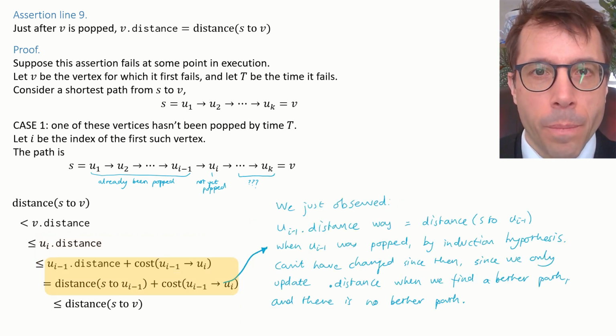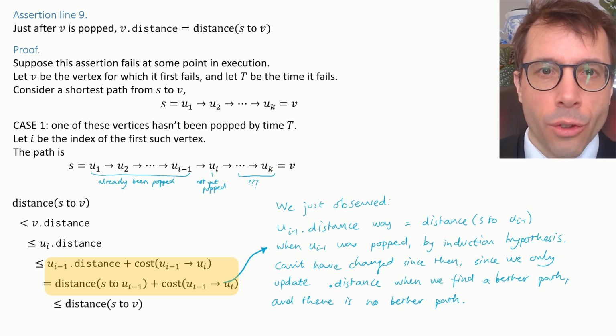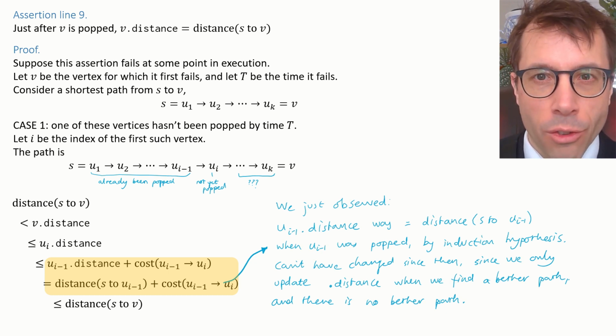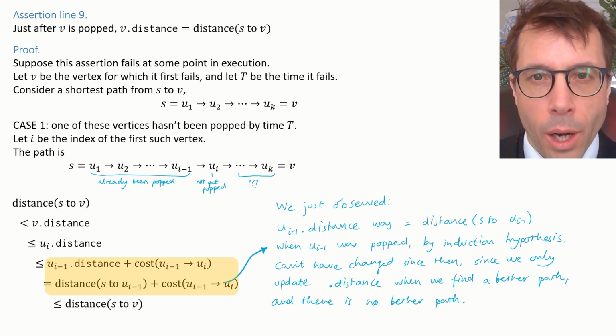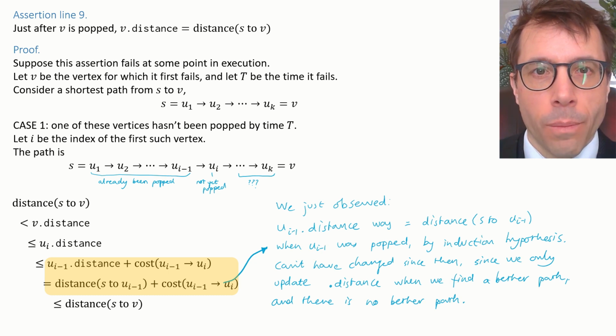Okay, next step. This one's easier. This is just a repeat of what we said for the last line. We said ui-1.distance was correct when it was popped, and we also said it can't have changed since then. So ui-1.distance is still equal to the true shortest path distance from S to ui-1.